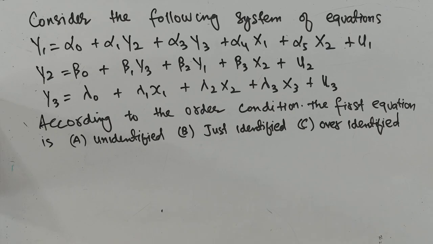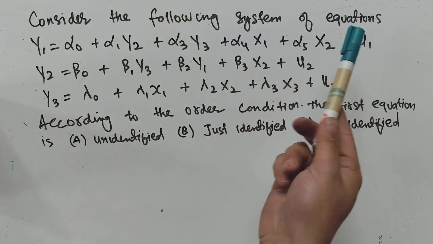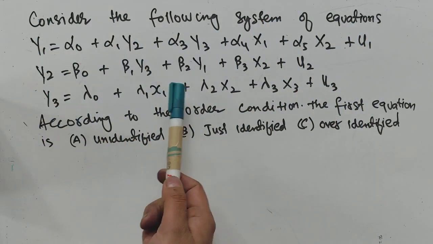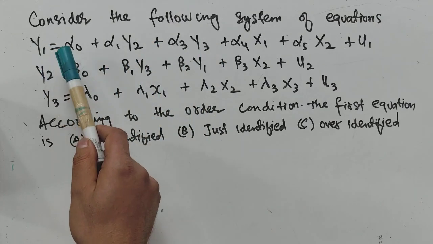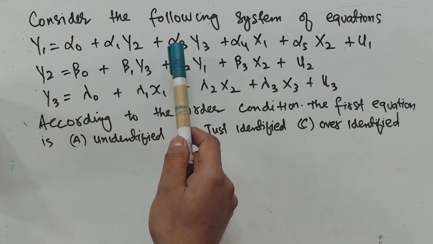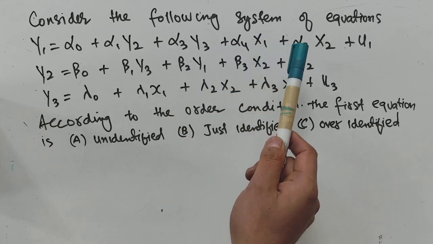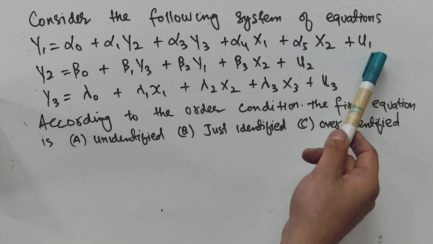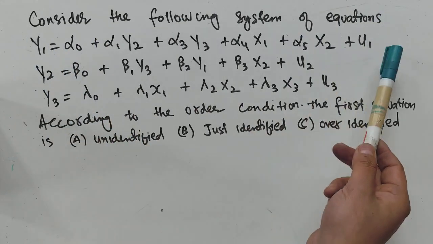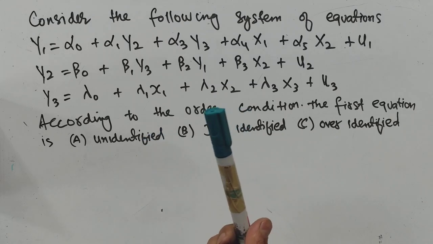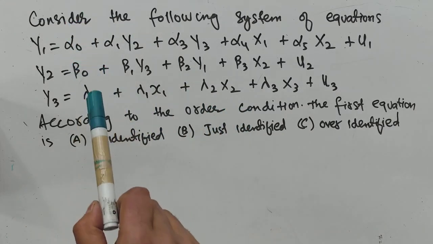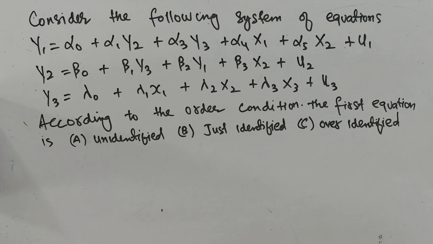The question is how to find out whether a particular equation is unidentified, just identified, or over-identified. Consider the following system of equations. We have three simultaneous equations. Y1 is equal to alpha naught plus alpha 1 y2 plus alpha 3 y3 plus alpha 4 x1 plus alpha 5 x2 plus u1. Here u1, u2 and u3 are the residual terms, and alpha naught, beta naught and lambda naught are the constants.